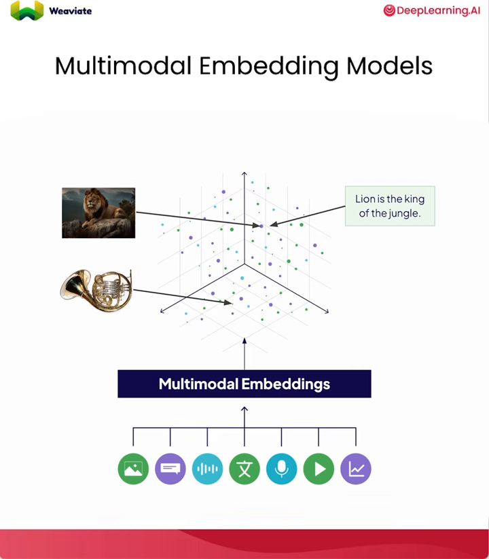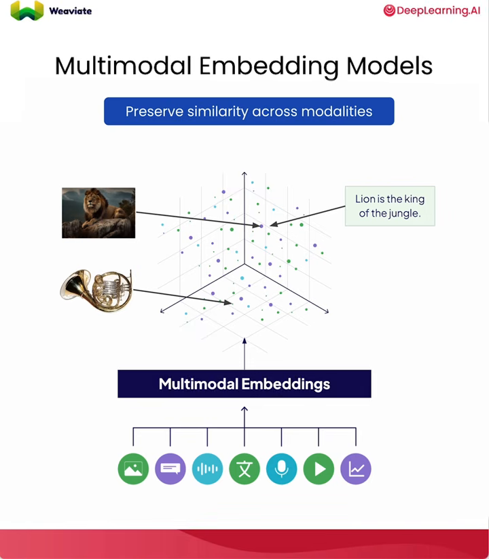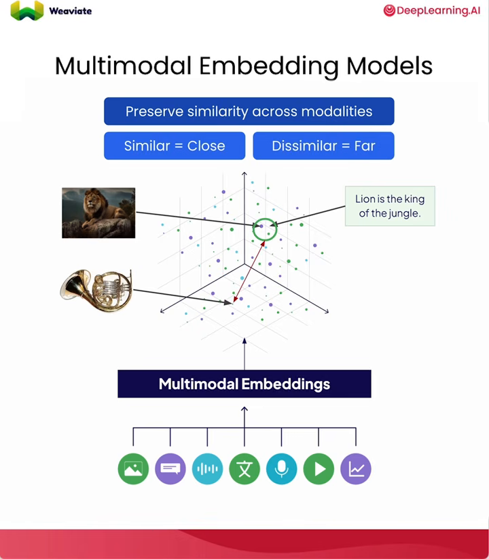The key concept here is that this model preserves semantic similarity within and across modalities. That means if you have objects that are similar, regardless of the modality, their vectors will be close together, like a picture of a lion and a related description. While different concepts like lions and trumpets are far from each other in the multimodal space.